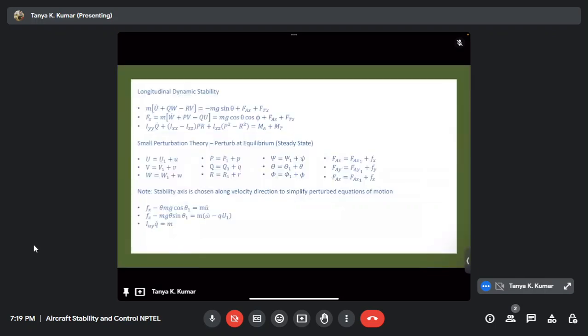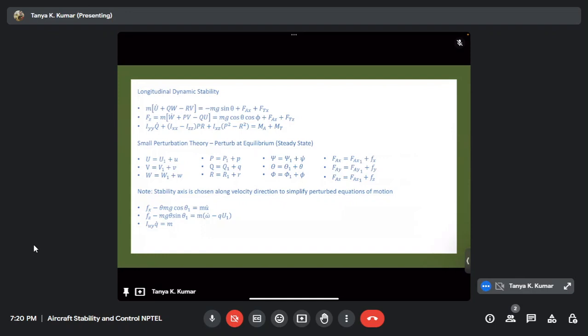Okay. Now let's look at the longitudinal dynamic stability. So we take just the three equations of motion, that take u dot, w dot and q dot. So it is the motion in the longitudinal axis, the translational and the rotational. So you have these three equations of motion and let's analyze this. How do we analyze this? We take something known as small perturbation theory. What do we do there? We perturb the body at equilibrium.